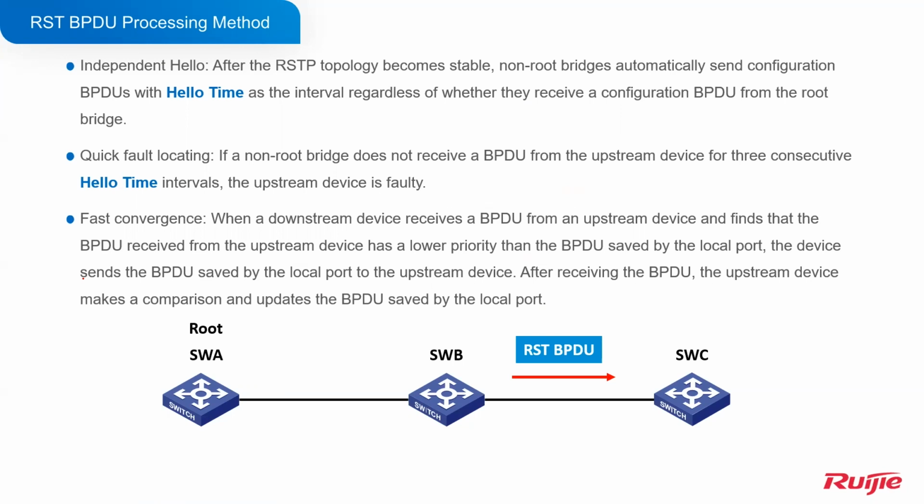Next is quick fault locating. If a non-root bridge does not receive a BPDU from the upstream device for 3 consecutive hello time intervals, the upstream device is down.